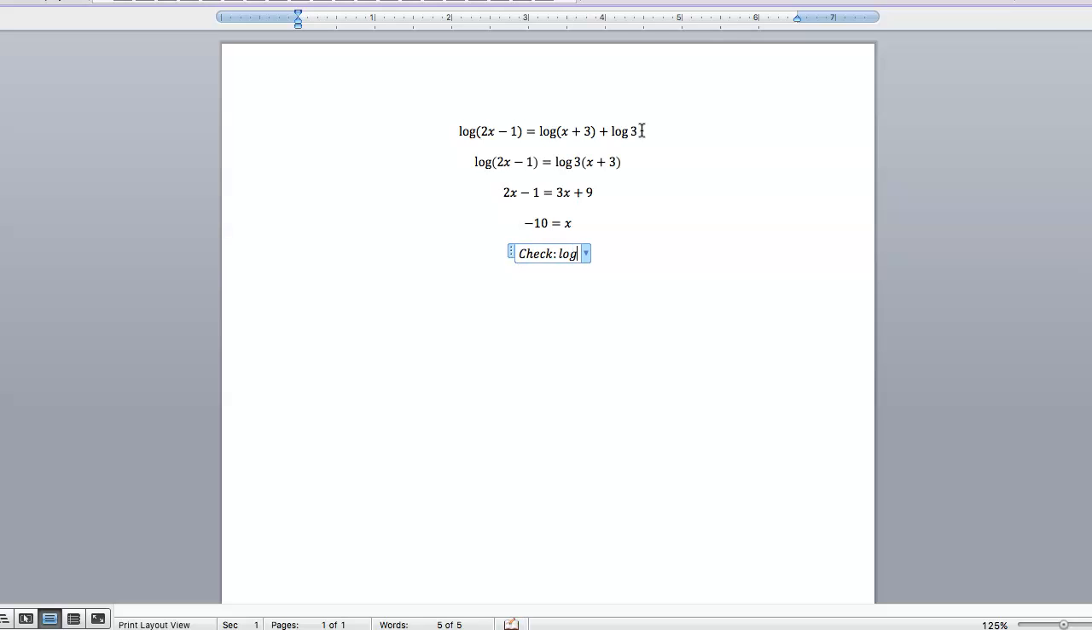So I'm going to have log of 2 times negative 10 minus 1. Really, I don't even have to check the rest of that. 2 times negative 10 minus 1 is negative 21. I can't do that. Negative numbers are outside the domain of a logarithmic function. They don't make sense. So I go, oh no, I thought I had it, but it turns out the one candidate there was for the solution doesn't actually solve the equation, which means this particular equation has no solution.